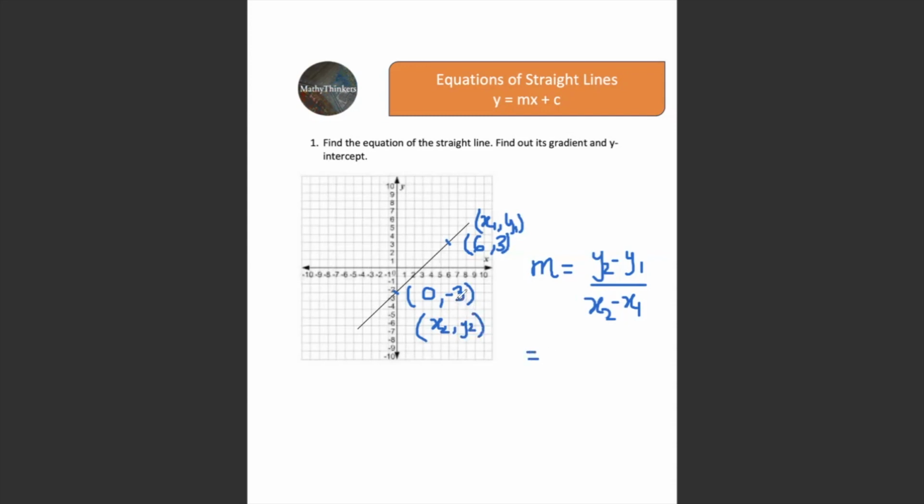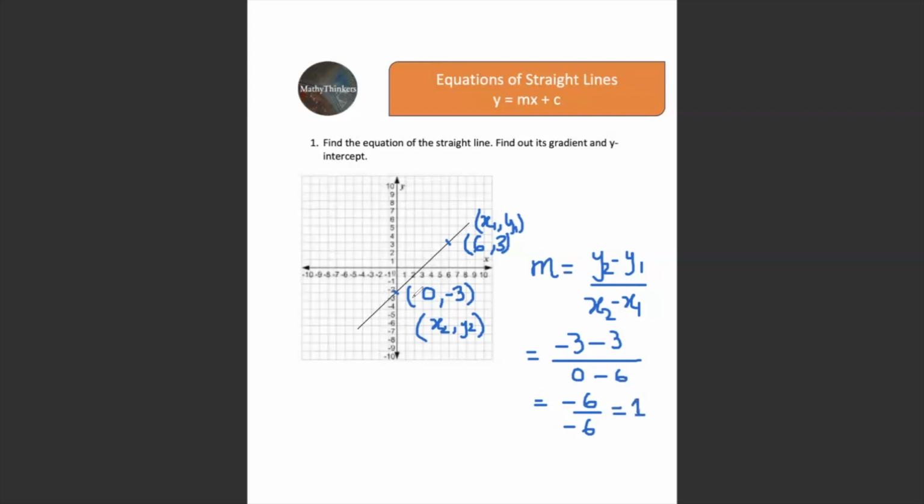So we have minus 3 here. Minus 3 take away 3 for y2 minus y1. And for x2 minus x1, we have 0 minus 6. So in the numerator, we have minus 3, which gives us a minus 6. And in the denominator, we have a minus 6. So again, minus 6 over minus 6 is just a 1. So the m is 1 again.